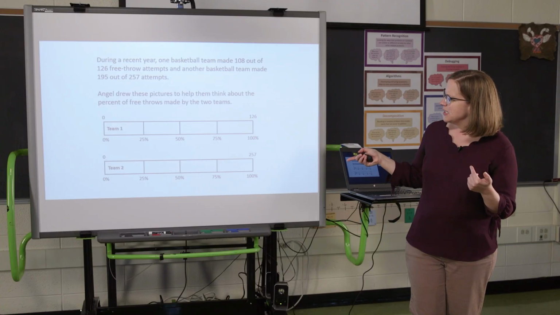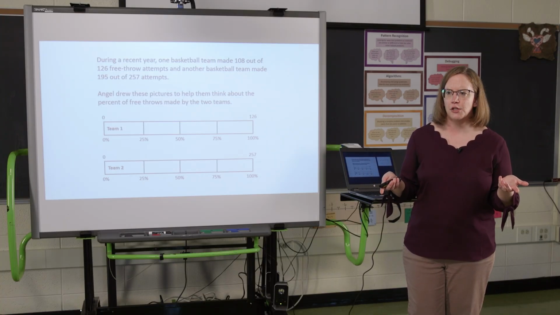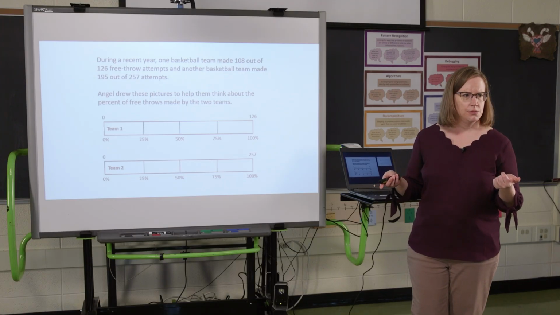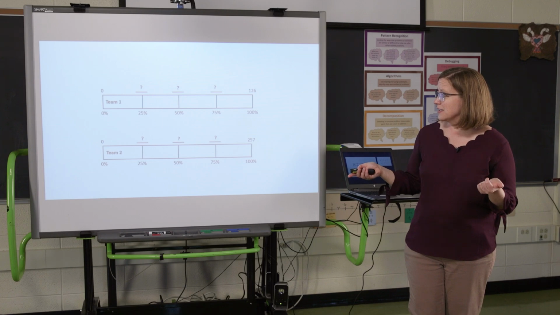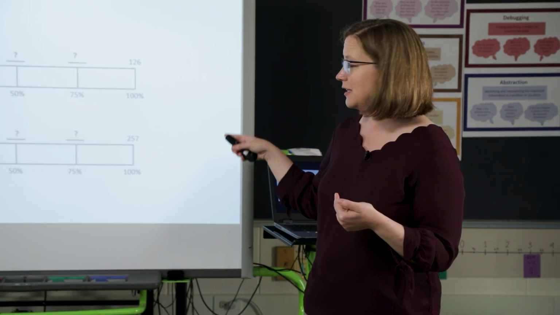Okay, so if we want to use these bars to help Angel and keep showing or change them to show the percent that each team made, what could we do? What could we add to these drawings? Yeah, that seems like a good first step to me, is to think about what numbers would go above the other percent benchmarks. So we have the 0 and 100% for each team, but what would go above these other percent marks? I think that's a good thing to figure out. What else? What other information do we have that we need to show in these drawings? Yeah, where does the 108 go and where does the 195 go? That's the number of attempts they actually made. And we need to know where on these percent bars those numbers would go. So that's part of what I want you to figure out, is how to complete these bars for these two teams.